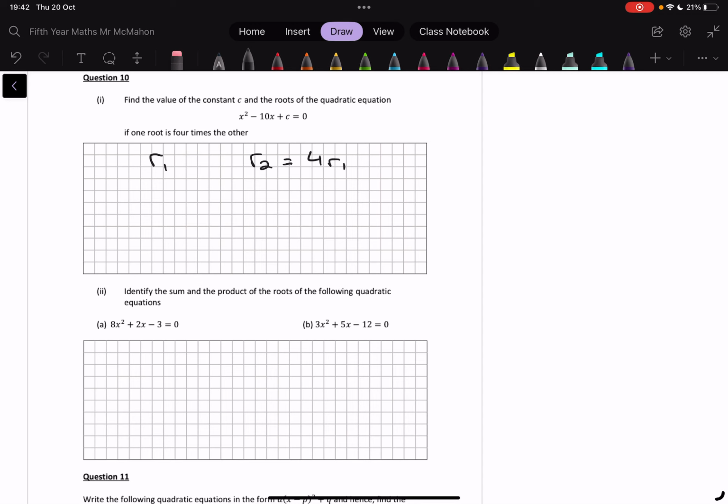Okay, so looking at our formula, we know that 10 is equal to the sum of the roots. So essentially that 10 is 5r1, which means that r1 must be 2. And given that, that must mean that r2 is 8. So c then would be 2 multiplied by 8, which would be 16.